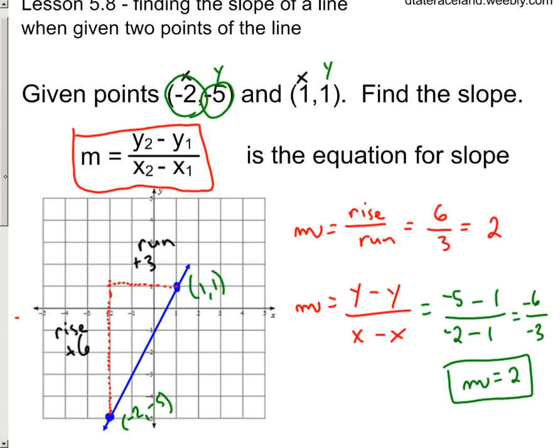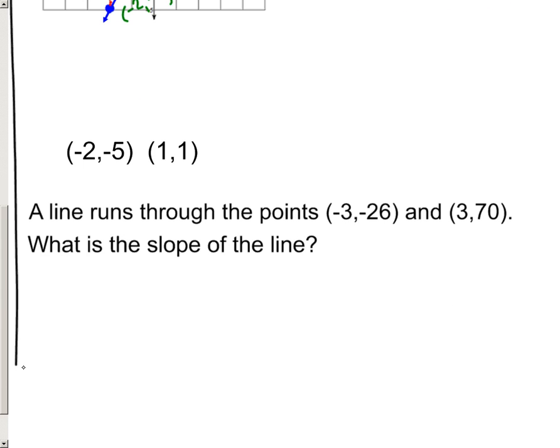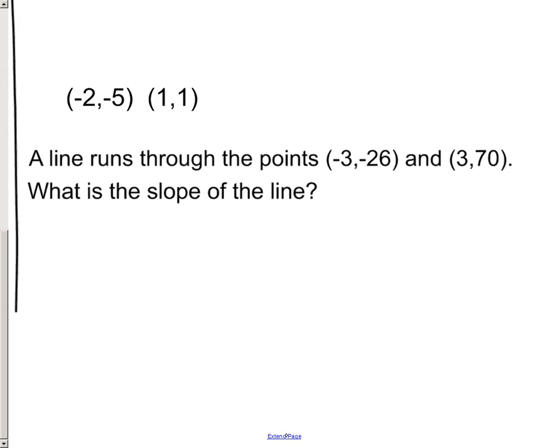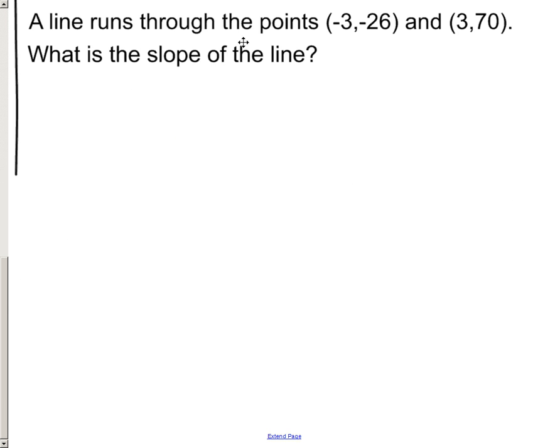Let's go down and look at a much more complicated problem, one that you wouldn't be able to graph, and this time we're not even going to try to graph it. A line runs through these 2 points. Let's remember our basic equation is slope equals y minus y over x minus x.